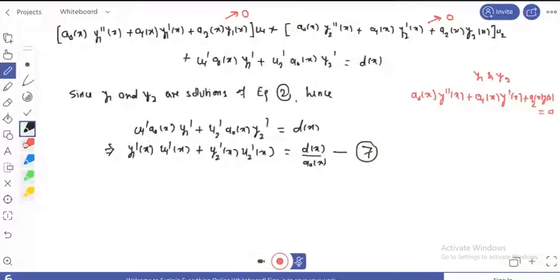Okay, and this is equation number 2, and what is equation number 4? Equation number 4 is y1(x) u1'(x) plus y2(x) u2'(x) equals 0. This is your equation number 4. So under that condition, if this term is 0, we use these two to find the value of u1 that satisfies equation number 7 and, of course, 4.